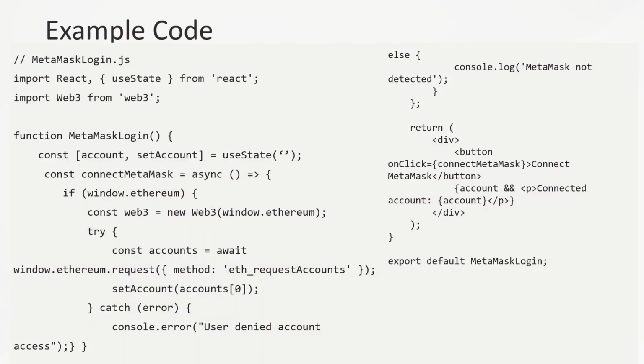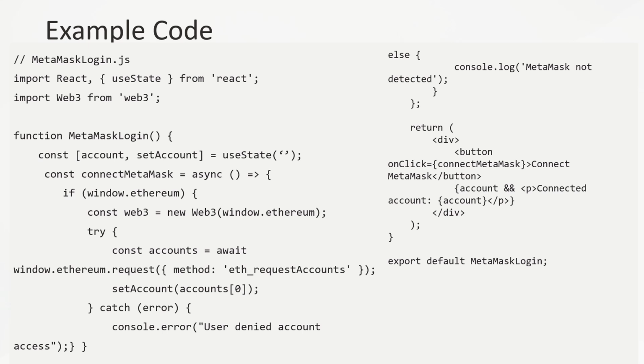The MetaMask login.js is designed to facilitate secure user authentication using MetaMask within a decentralized application. The component uses the useState hook to manage the state of account, which represents the currently connected user's MetaMask account. The connectMetaMask function is triggered when the Connect MetaMask button is clicked.